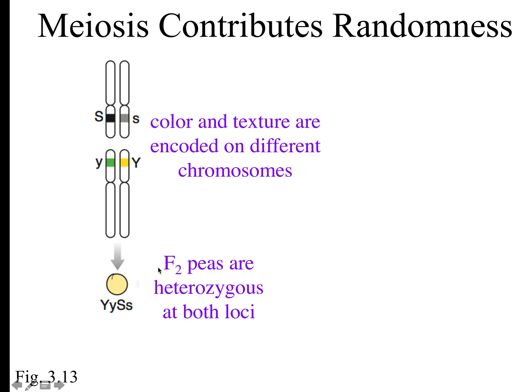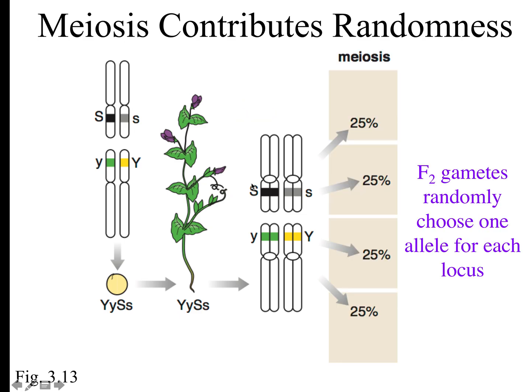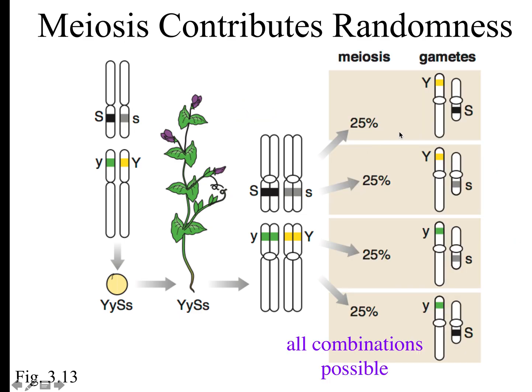So when this heterozygous F1 individual goes to make gametes, eggs and pollen, we can set up the four combinations, and this is set up through meiosis, which I'll explain in a couple of podcasts. 25% of the eggs or pollen they make will have a big Y and a big S. 25% will have a big Y and a little s. 25% will have a little y and a little s. And 25% will have a little y and a big S.